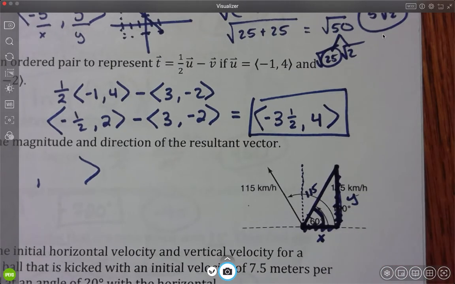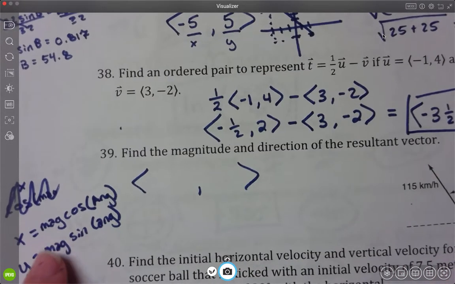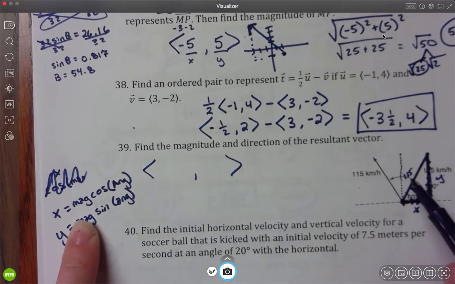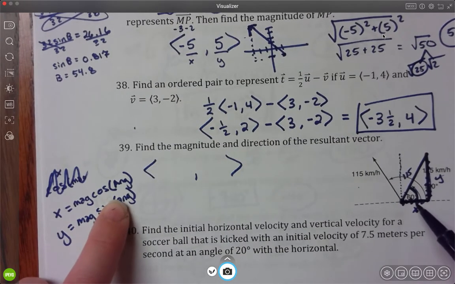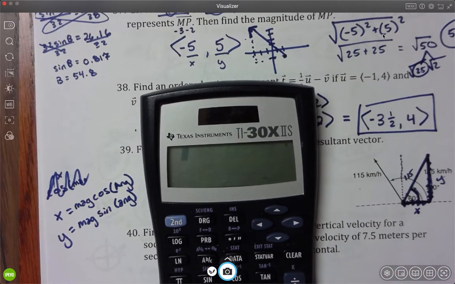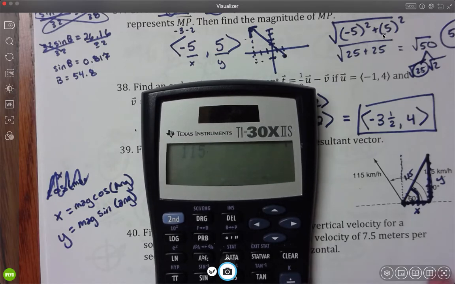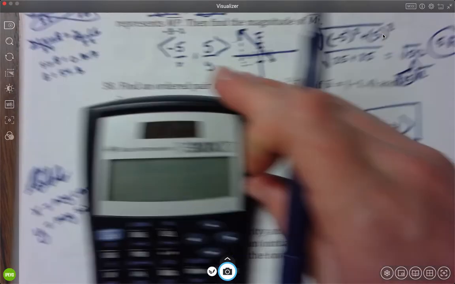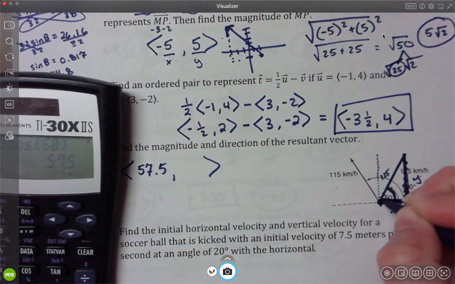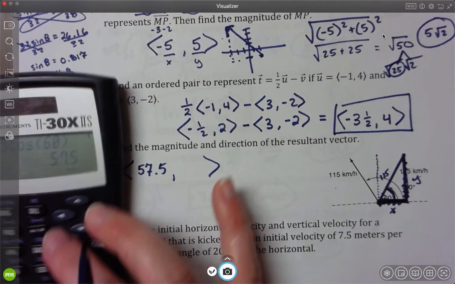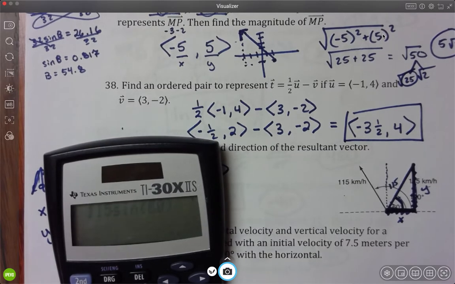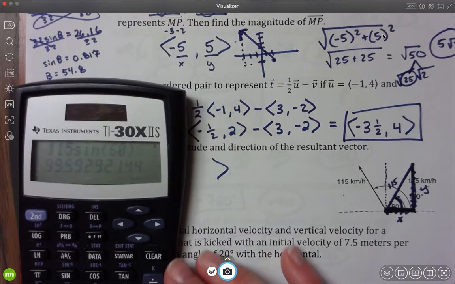Okay, so if we do this to each one of them, I have 115 cosine of 60, and I have 115 sine of 60. Okay, so 115 cosine 60 is 57.5. So that's how far he is in the x direction. That would be this way right here. Okay, and then I'm going to go back and change that to sine. 115 sine of 60, that's 99.6.